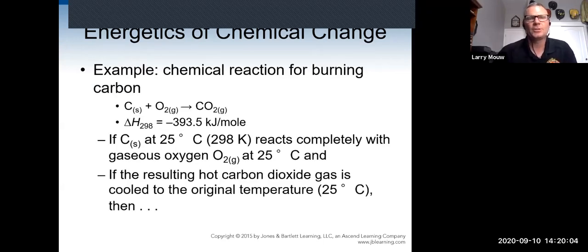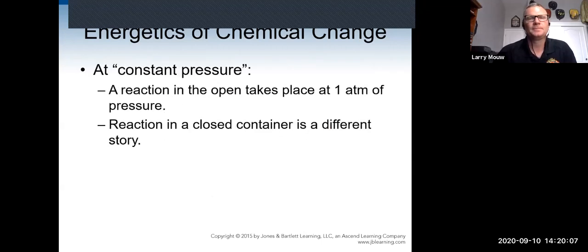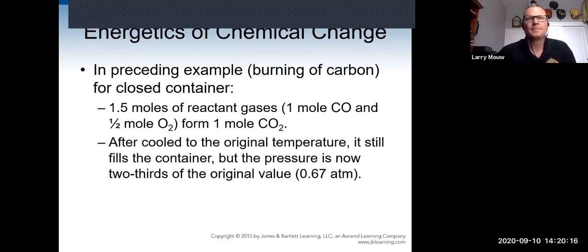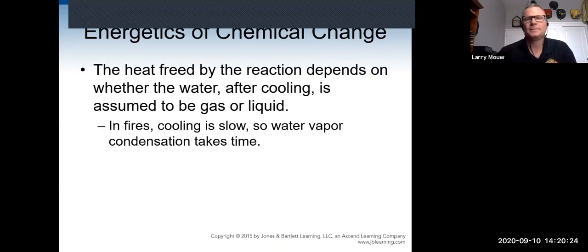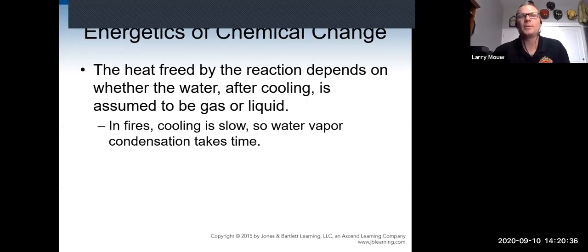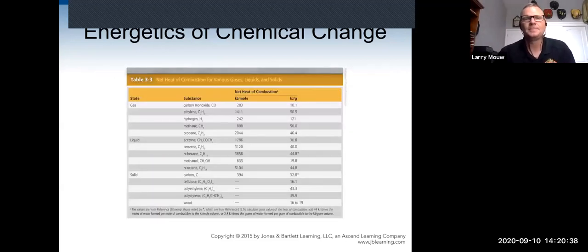Dealing with some chemical reactions at a constant pressure, a reaction in the open takes place at 1 atmosphere of pressure. Reaction in a closed container is a different story though. This deals with the oxidation process. The heat freed by the reaction depends on whether the water after cooling is assumed to be a gas or liquid. In fires, cooling is slow, so water vapor condensation takes time.